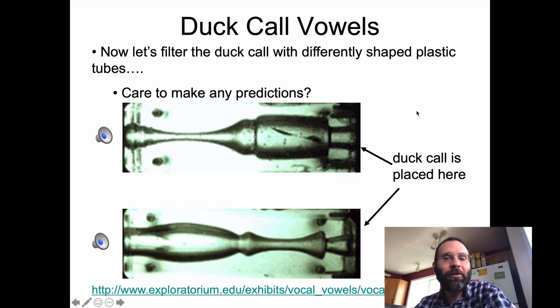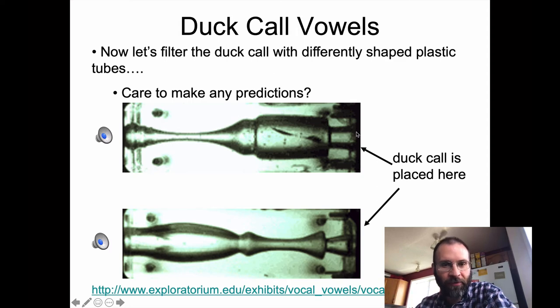But what we're going to do is put that duck call in front of a tube that is open at one end. So these are tubes that are kind of custom made to have particular shapes to make the output of this system sound fairly similar to human vowels. And so I got this from this site a long time ago. I kind of doubt if it's still up. I didn't check before I posted this lecture, but this is where the duck call is placed. So this is kind of the loudspeaker end of the whole system.